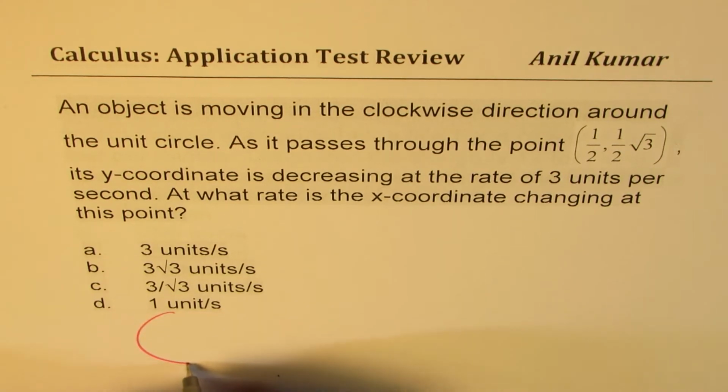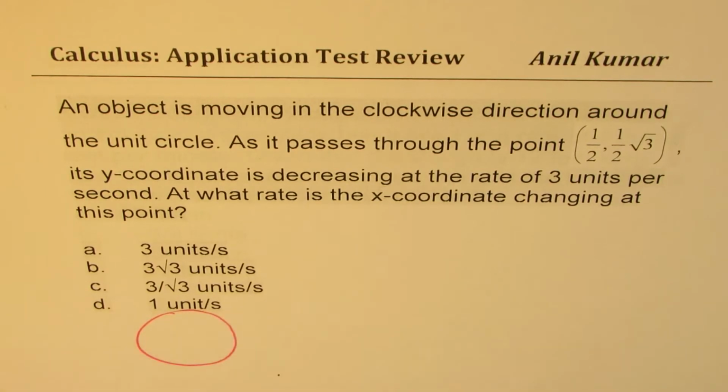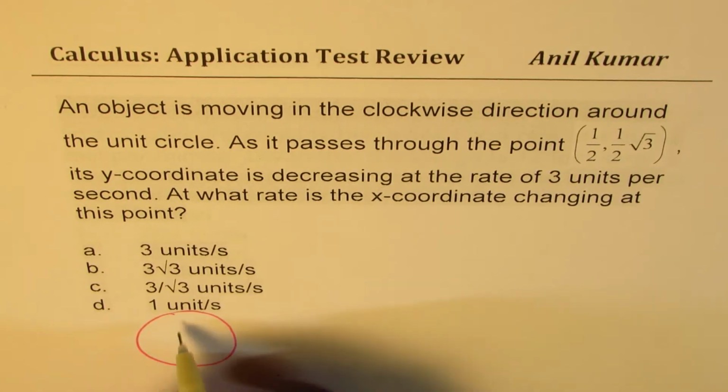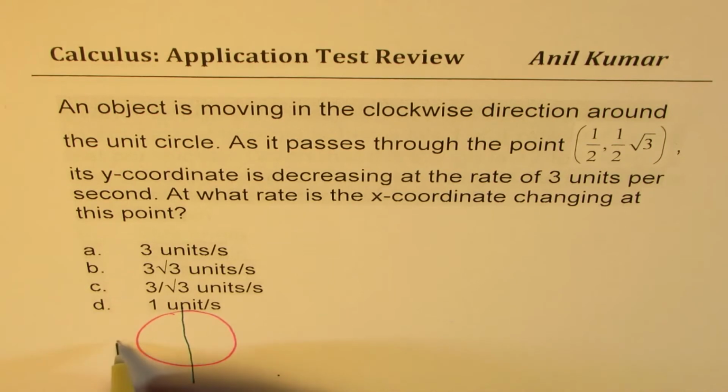So what we are given here is kind of like this. This is, let us say, a unit circle. So let me just make the coordinates.